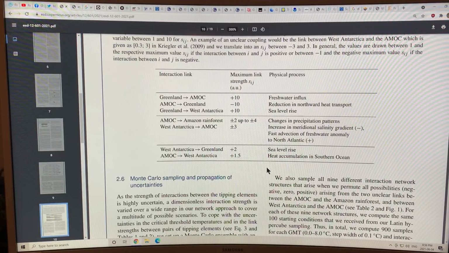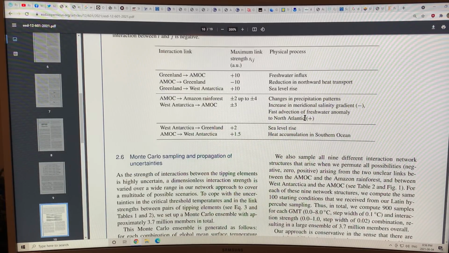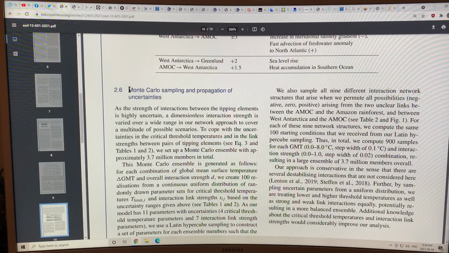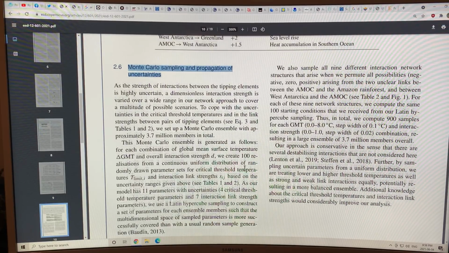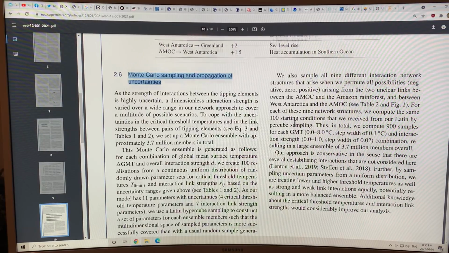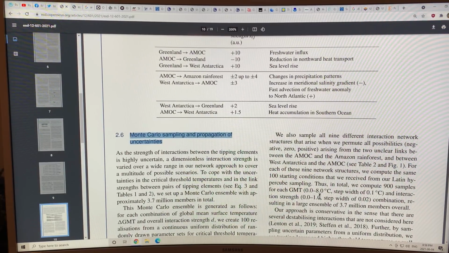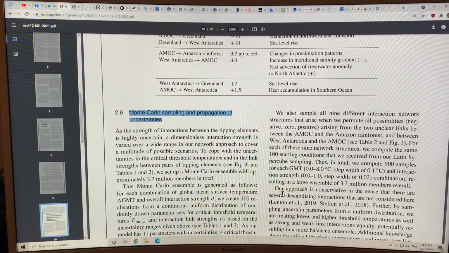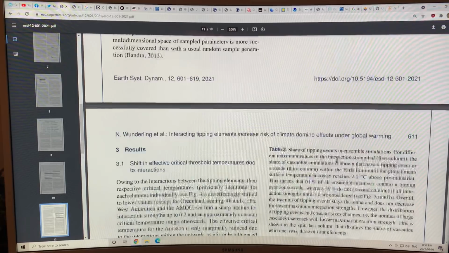The interaction links between them, the strength of the interactions, is also modeled. And they use something called Monte Carlo sampling and propagation. So you run a whole bunch of models and you vary the parameters. There's random variation or fluctuation of the parameters, or if we just know a range but not the actual value, then we step through the whole range and we get an ensemble of results.